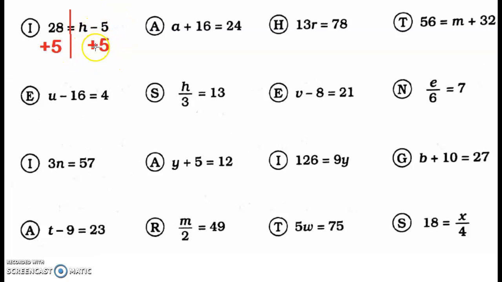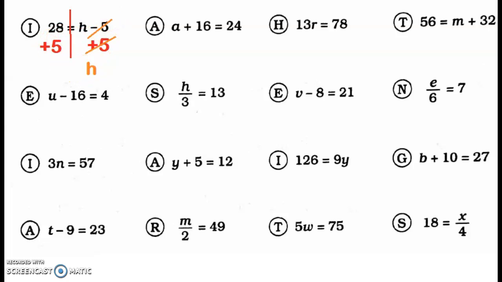So if I do 5 minus 5, what would that be? That'd be 0, right? It cancels each other out. So these canceled each other out here, and all I'm left with is h. H is all by itself now, which is what we've been trying to do. But if I added 5, I had to do it on this side as well.